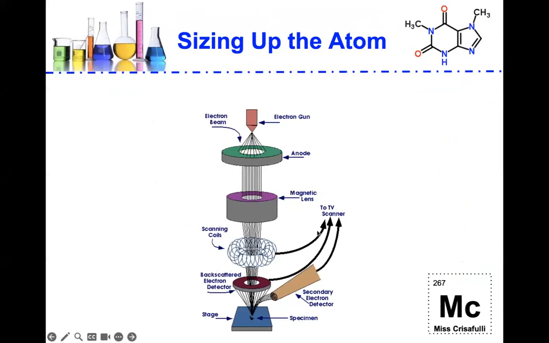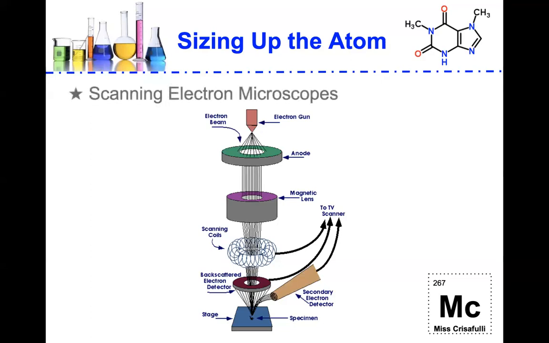Here we have a look at the scanning electron microscope. The electron gun sends out electrons through an anode, through a magnetic lens, through scanning coils. It's backscattered into the electron detector, and then eventually will be placed on the specimen. The secondary electron detector is then able to pick up the sample it's looking through and send that to a UV scanner. So that's how a scanning electron microscope works.